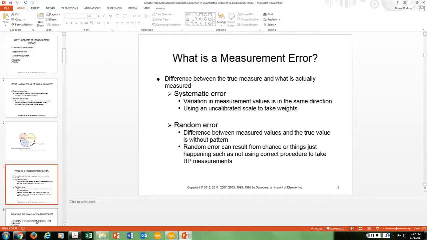Random error can result just from chance, or things that just happen, such as if you're doing a study that involves blood pressure measurement, if the people who are doing the measurements are not using the correct procedure consistently, you will get a lot of random error in blood pressure measurement.